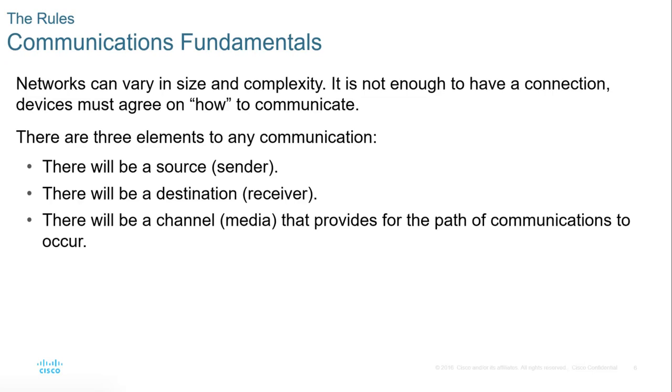So there are three elements to any communication. There must be a sender, there must be a receiver, there must be media. Right now, I don't know who is the sender and who is the receiver, but there are n devices on the network, your device and my device. But every time in the communication, there will always be the sender, the receiver, and then the media.